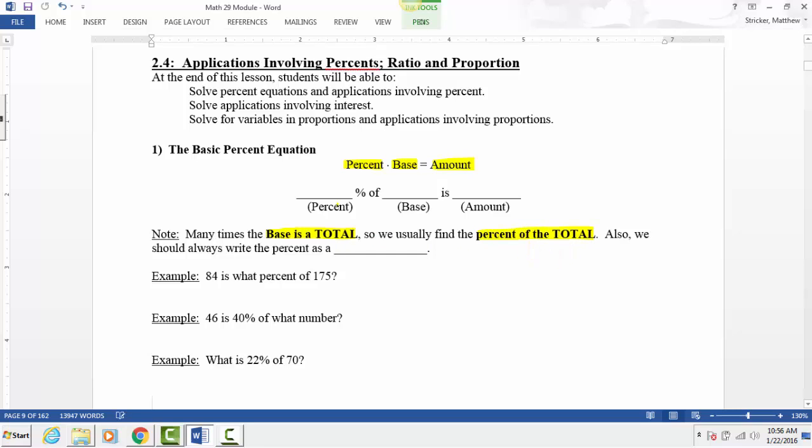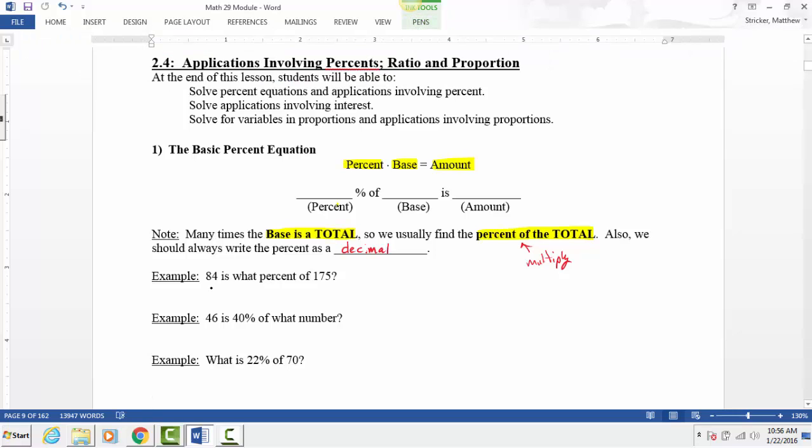Remember, of means multiply. And then another important thing, whenever we're using the percent equation, we should always write the percent as a decimal. So let's look at some basic examples first.